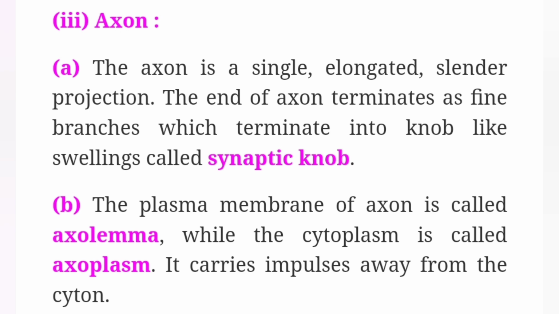Then third, axon. Option A, the axon is a single elongated slender projection. The end of the axon terminates as fine branches which terminate into knob-like swellings called synaptic knobs. Then option B, the plasma membrane of the axon is called axolemma, while the cytoplasm is called axoplasm. It carries impulses away from the cyton.